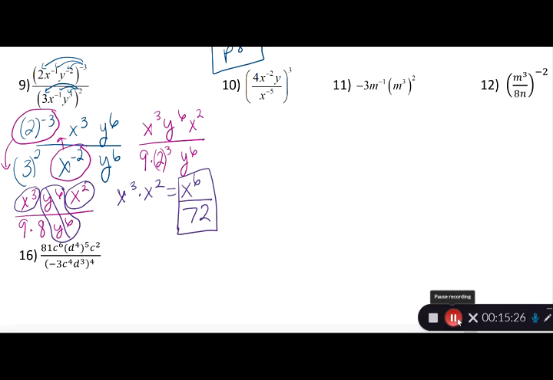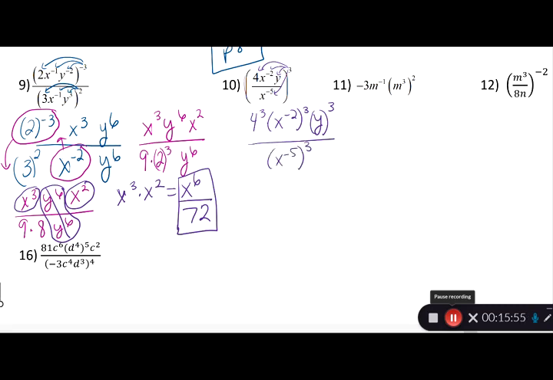Okay, so looking at number 10, it says 4x to the negative 2 times y over x to the negative 5th cubed. The whole thing is cubed. See, that's the big parentheses. That means the whole thing. So this 3 gets distributed into everything that's here. 4 cubed times x to the negative 2 cubed y cubed over x to the negative 5th cubed.